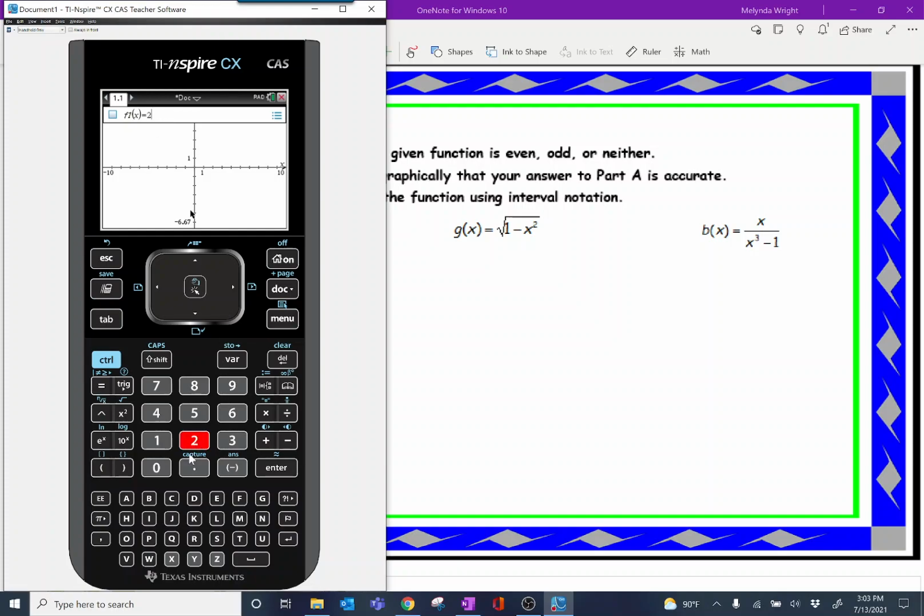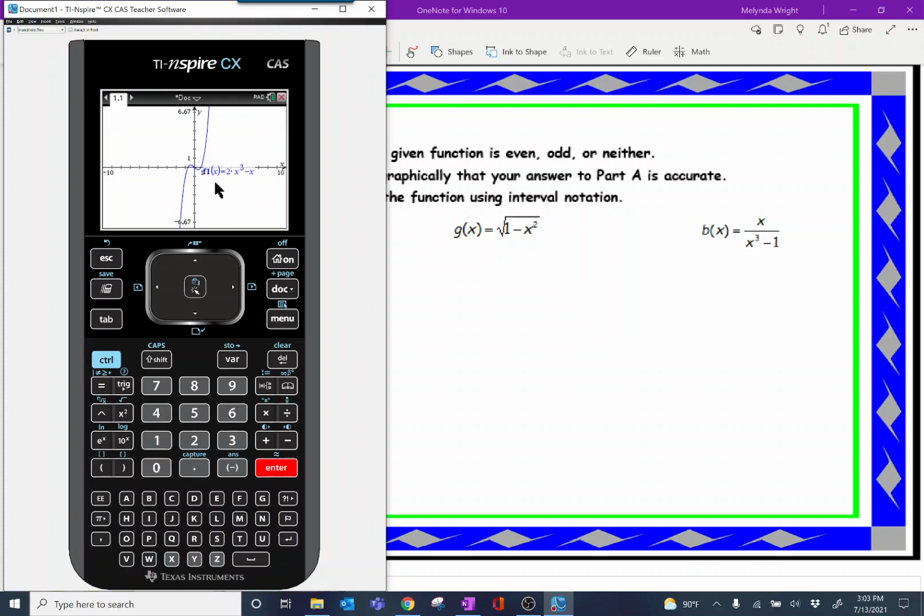So that's 2x cubed, and then it's minus x. Now we said this was going to be odd. Minus x.